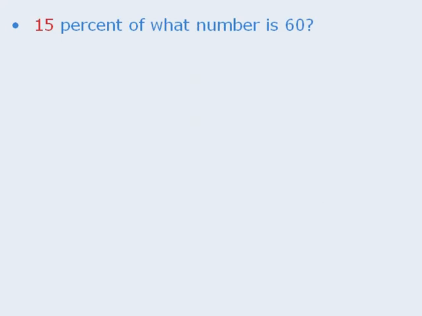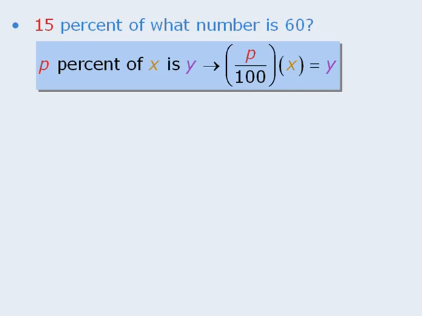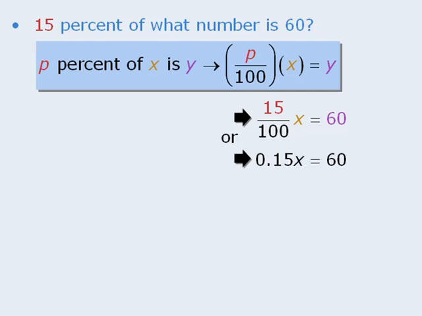Alright, let's try another one. This question is already written in a format that is similar to our rule, so we can plug the corresponding values into the formula to get 15 over 100 times x equals 60, which we could also write as follows if we convert the fraction 15 over 100 into the decimal 0.15.